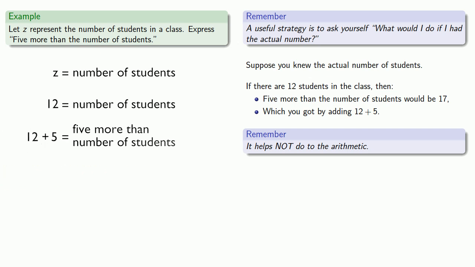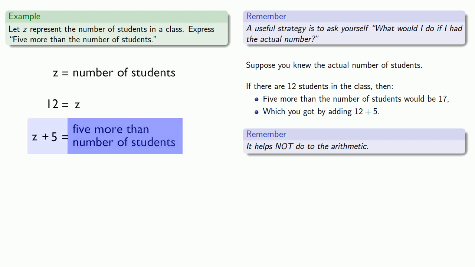So remember, equals means replaceable. If Z is equal to the number of students, then anytime we see number of students, we can replace it with Z. Well, how about here? So we'll replace the number of students with Z. But equals means replaceable. 12 equals Z means that anytime we see 12, we can replace it with Z. Well, how about here? And equals means replaceable, so our expression for 5 more than the number of students is going to be Z plus 5. And we'll do one more thing. We don't actually know the number of students, so we'll hide this line 12 equals Z.